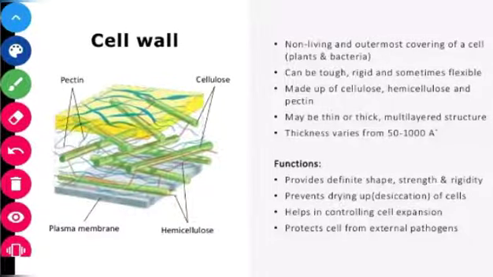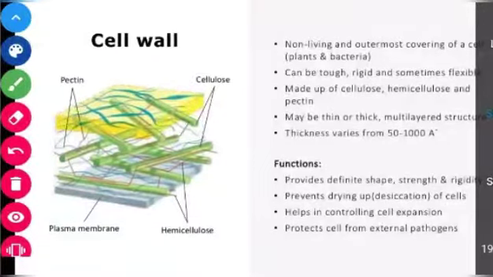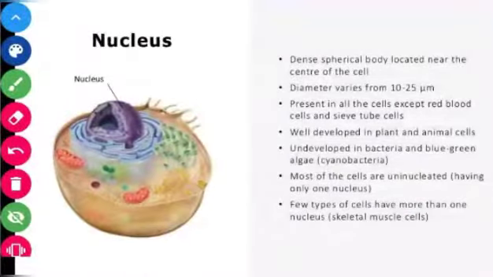So let us move on to the next, that is nucleus. As I told you in the previous classes, nucleus is nothing but the genetic material that is carried by the nucleus, right? So this is a nucleus that carries the genetic materials, and this is a dense spherical body. It has a dense spherical shape and it is located at the center of the cell, and it is also called the heart of the cell.